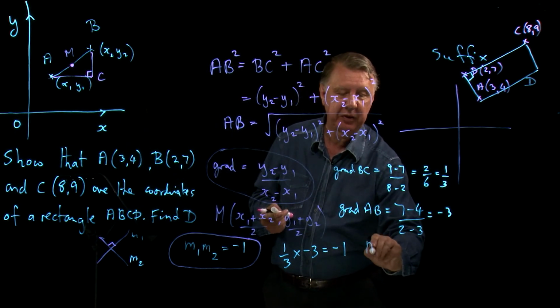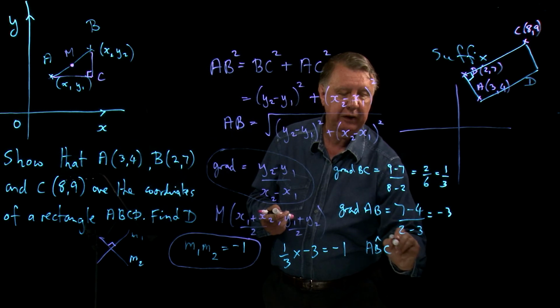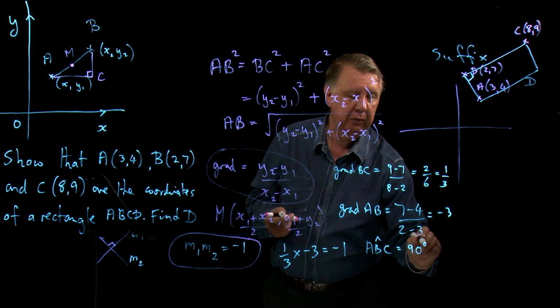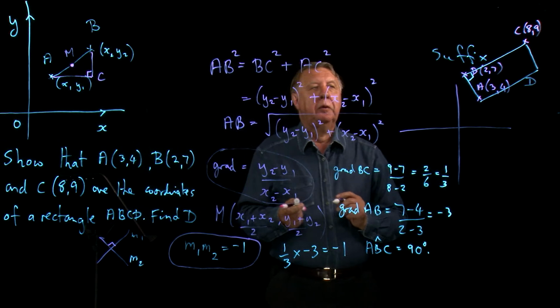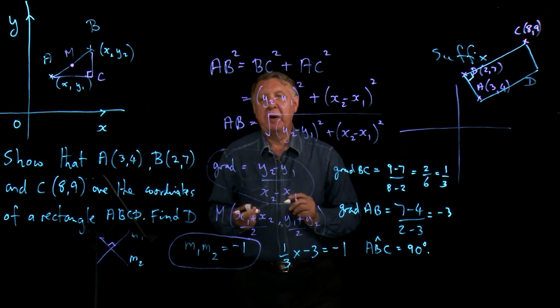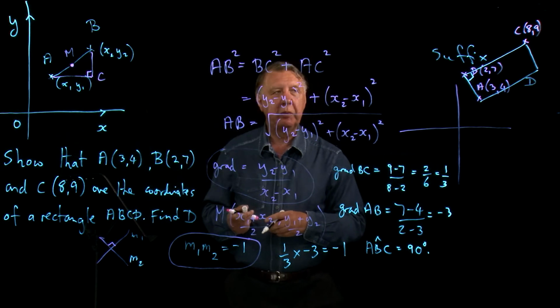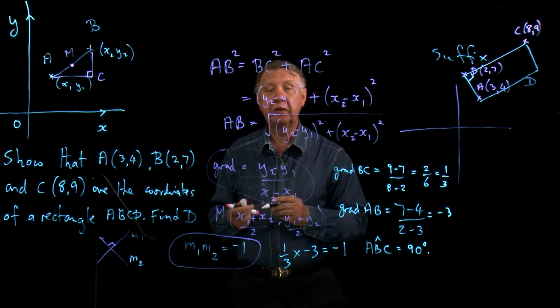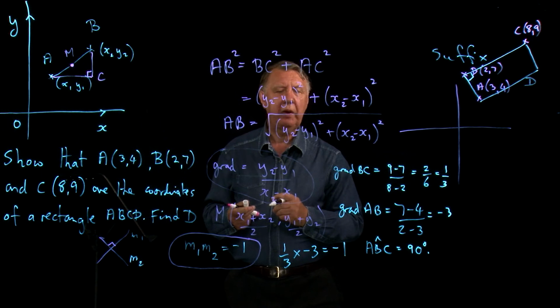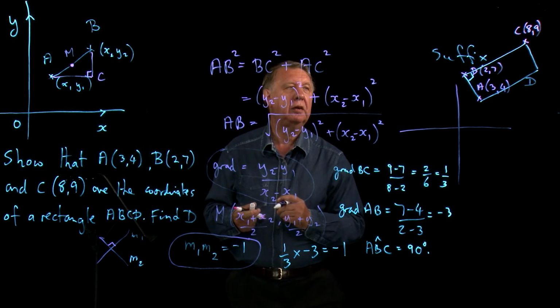So angle ABC equals 90 degrees. So that's the first part of the question. And in an exam, that would probably be worth three marks, something like that. Now, how am I going to find D?